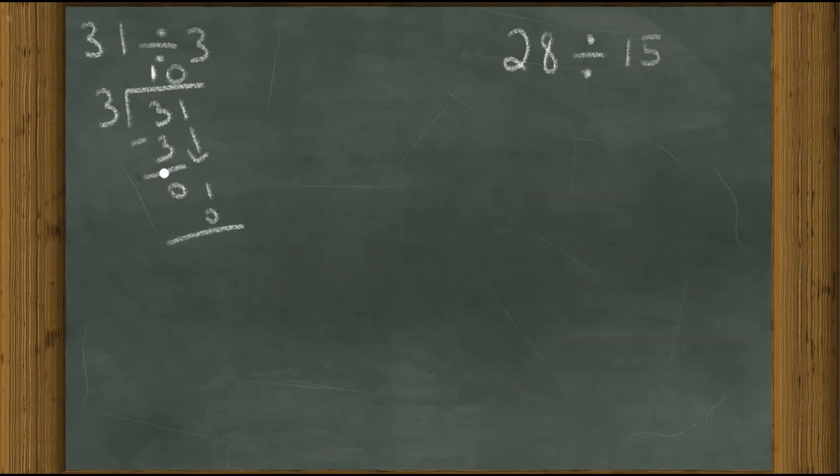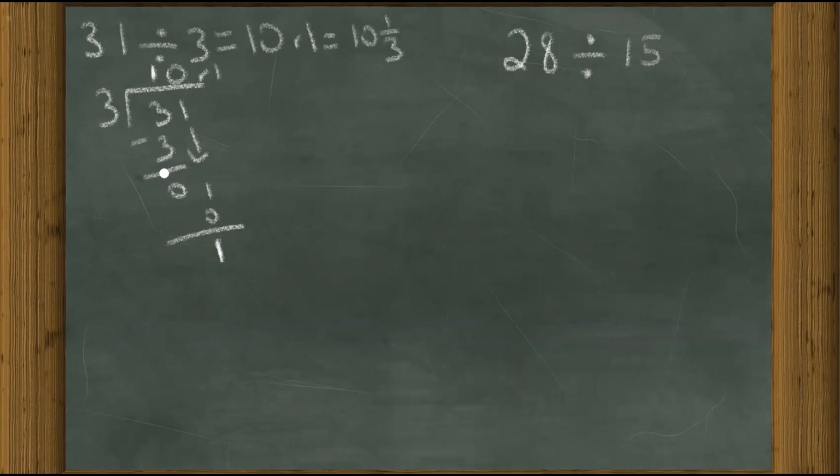I'm going to subtract this. It's going to have 1. I don't have anything else to bring down, so I know I'm done with this question. So I know that 31 divided by 3 is equal to 10, remainder 1, which is also equal to 10 and 1/3.